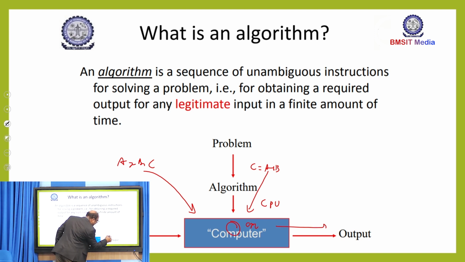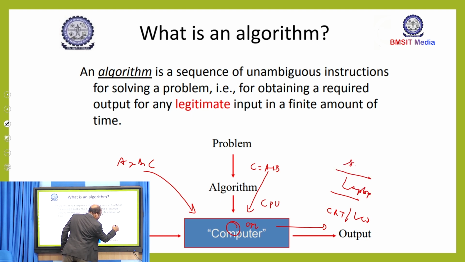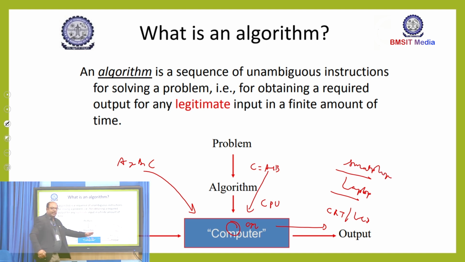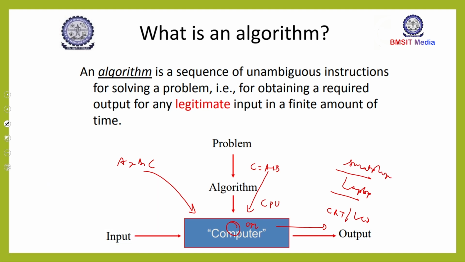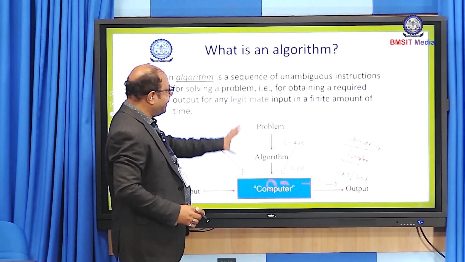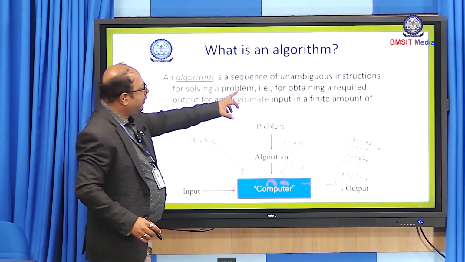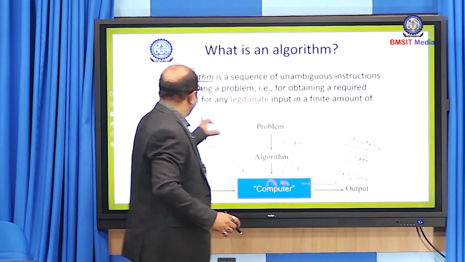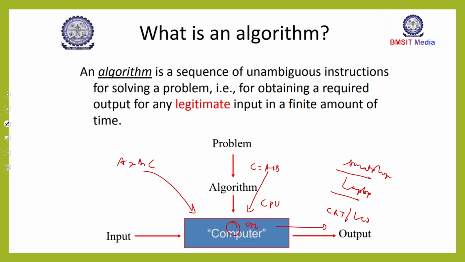And the output is shown on the CRT monitor, or your LCD, or your laptop, or your smartphone. Many other gadgets are there in the market. We can see the output there. This is a typical example of an algorithm, which has a finite number of steps to solve a given problem at a given point of time.